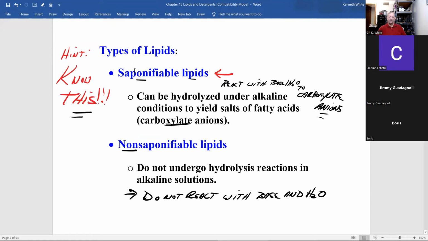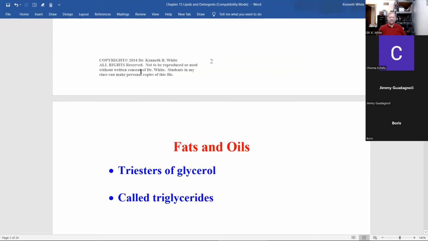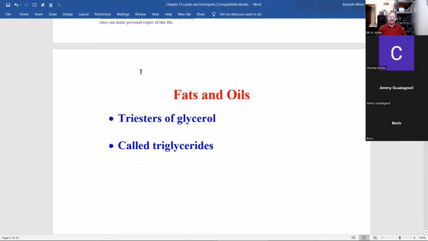Now, what are saponifiable lipids? Remember, this is for test 4, not the test on Monday. And we call saponifiable lipids fats and oils. And you've also heard them called triglycerides, or triesters of glycerol.